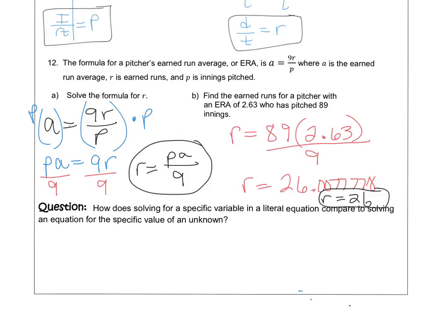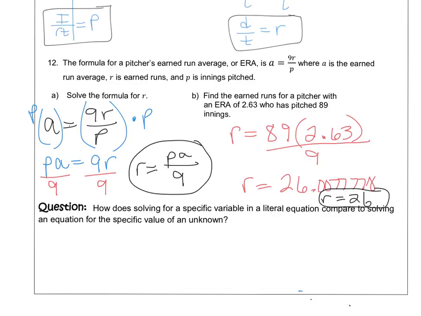So this is when formulas get really useful, because I plugged in my 89 pitches times my average of 2.63 and divided it by 9 and came up with my earned runs of 26. All the small decimals after the 2 zeros don't really matter, so my answer is 26.